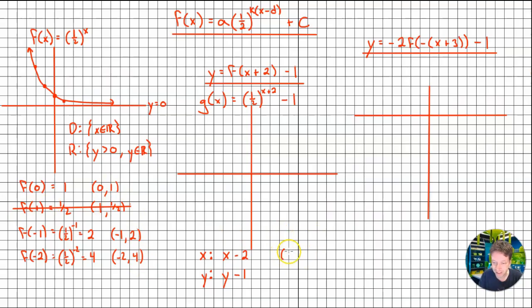So we've got 0 and 1. How is that going to change for our new graph? Where is that point going to become? So the x-coordinate, which is 0, we're just going to subtract 2. So 0 minus 2 is negative 2. The y-coordinate, which is 1, we're going to subtract 1. So now that's 0. So that point is now going to be here. Okay. Let's look at negative 1 and 2.